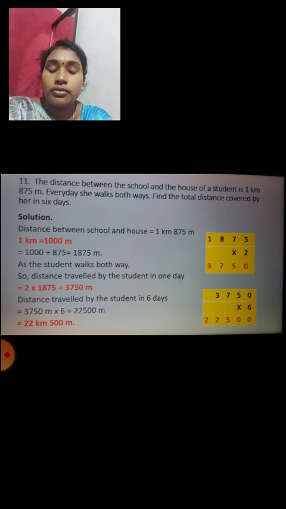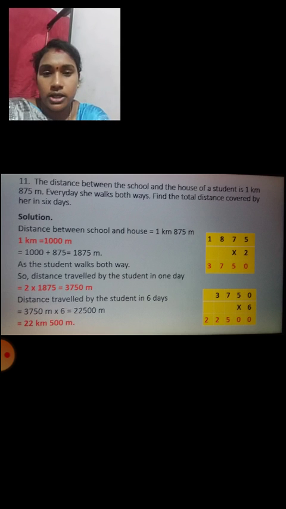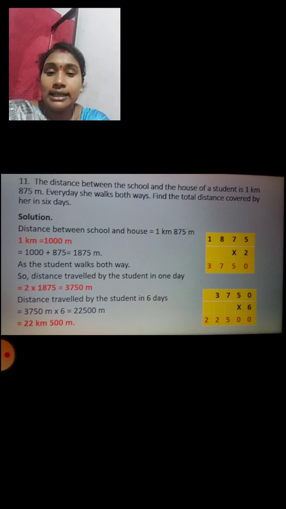Okay? So now we are going to multiply 1875 into 2. So 5 2s are 10, 0 will come down and 1 will be carried over. So 7 2s are 14, plus 1, 15, 5 will come down and 1 will be carried over. So 8 2s are 16, plus 1, 17, 7 will be at the down and 1 will be carried over. 2 1s are 2, plus 1, it becomes 3.